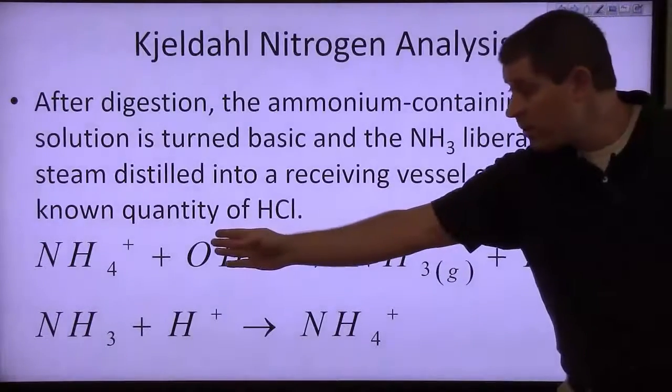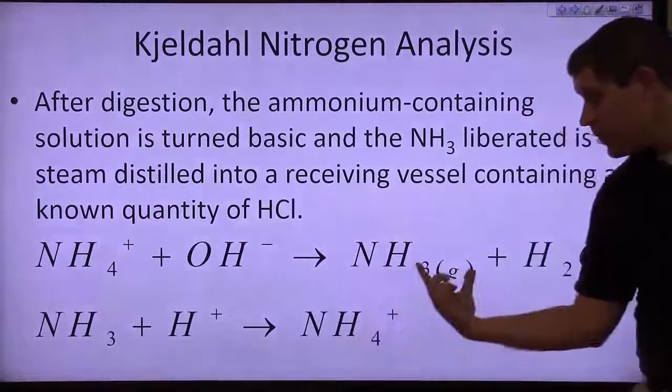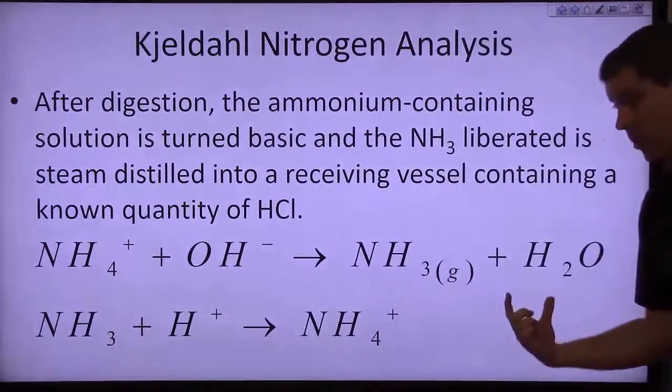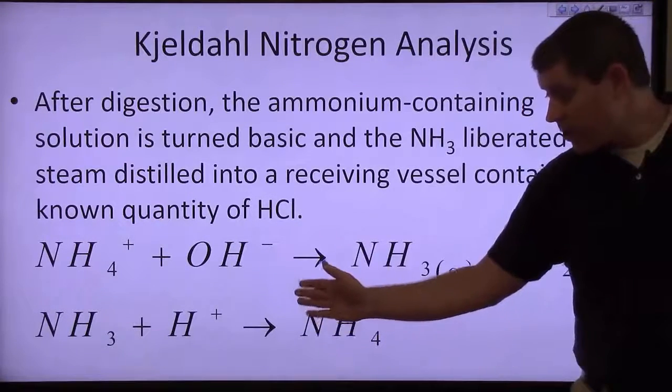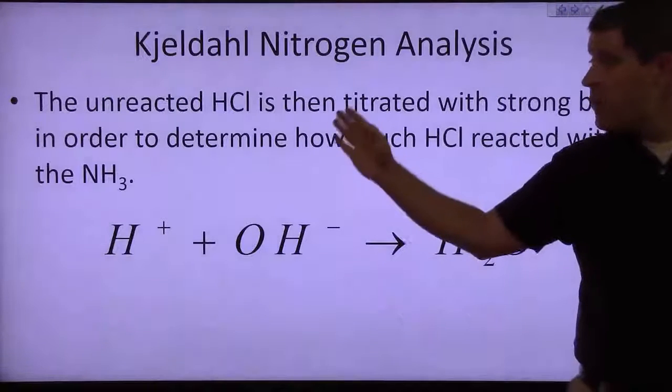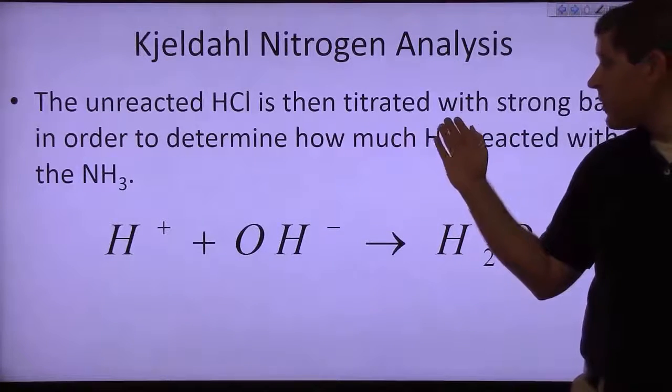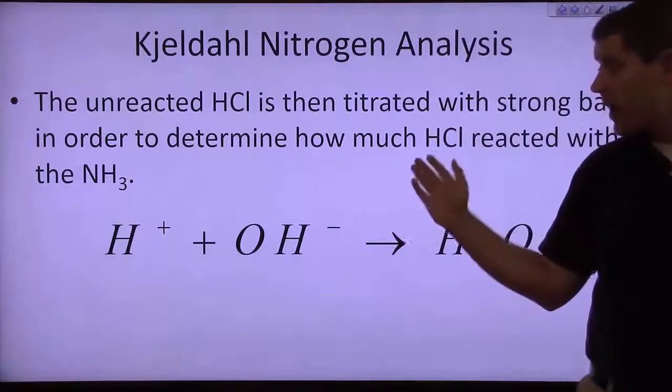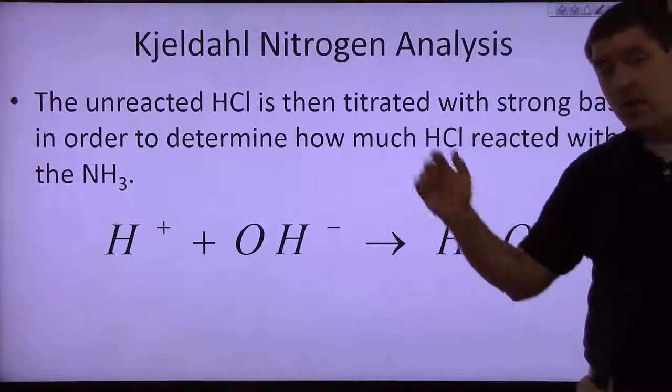That is, our ammonium ion will react with hydroxide ion to form ammonia gas and water. That ammonia gas is then reacted with a known quantity of hydrochloric acid to yield ammonium, and then the unreacted hydrochloric acid is titrated with a strong base in order to determine how much hydrochloric acid reacted with our ammonia.